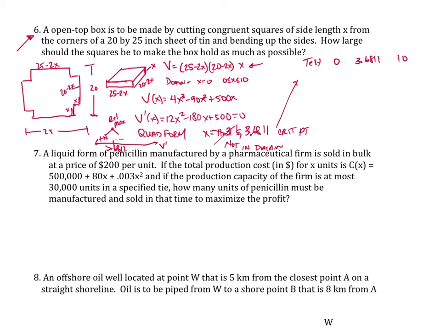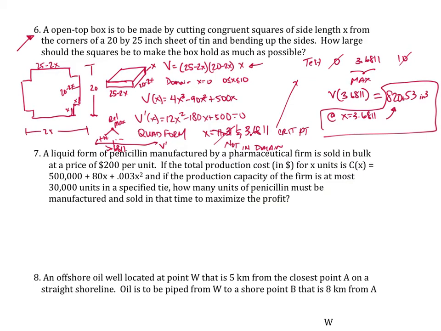Now look, obviously if I put 0 in here, I'm going to get 0 volume. Obviously if I put 10 in here, I'm going to get 0 volume. But this, when you test it, will end up yielding the maximum. And so the maximum will be V of 3.6811, right? And this will give me a maximum value of 820.53, and this is cubic inches. So at x equals 3.6811, you get a maximum volume right there. Okay?